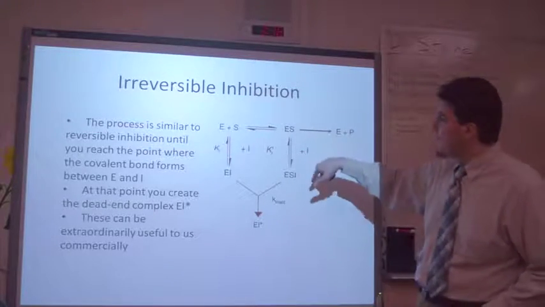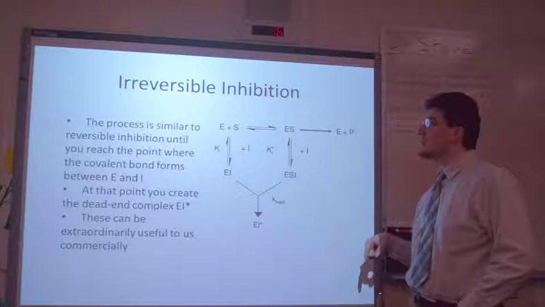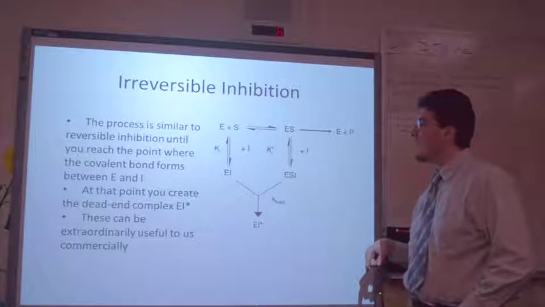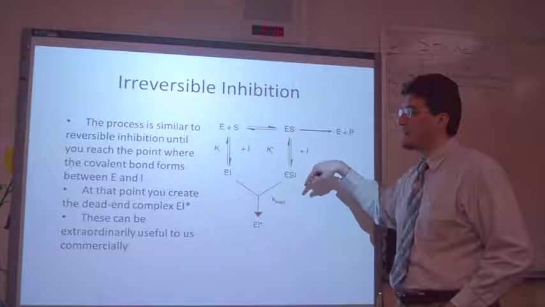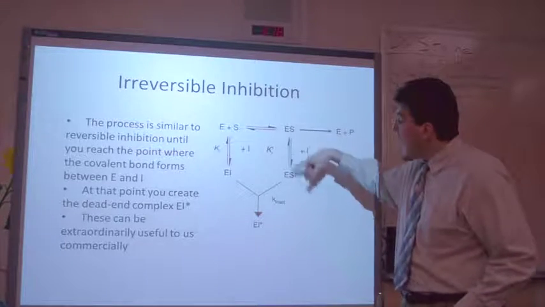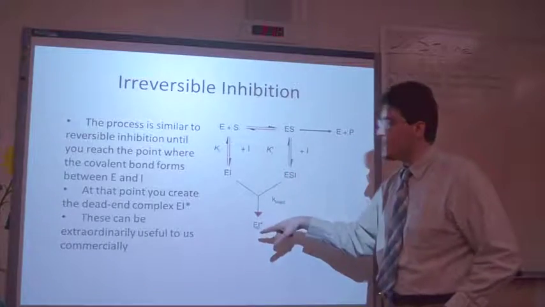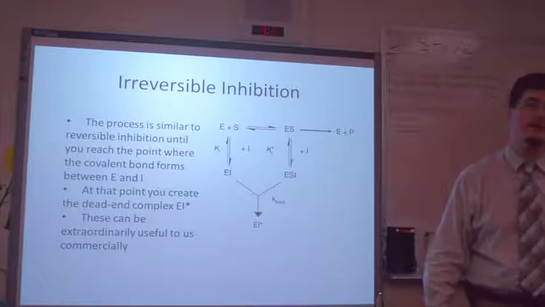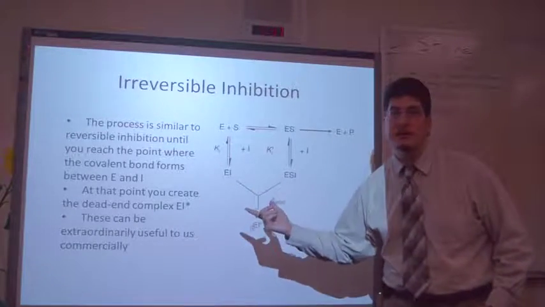This is the non-competitive one. The enzyme substrate complex has already formed. An inhibitor binds to this enzyme substrate complex. And that is still reversible until a covalent bond forms, forming the enzyme inhibitor dead-end complex. Or an enzyme substrate inhibitor dead-end complex is also possible here.